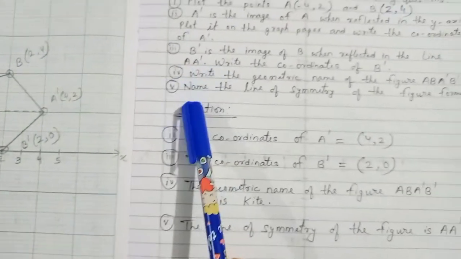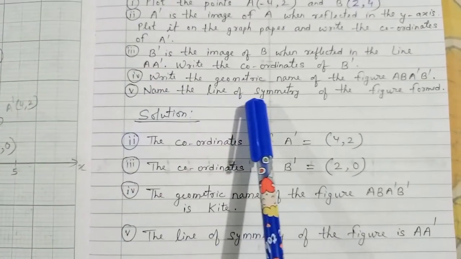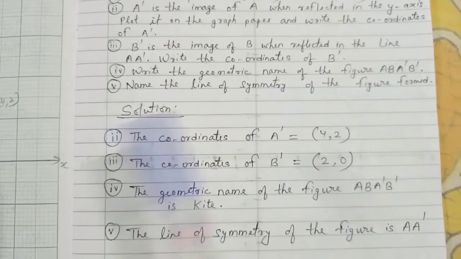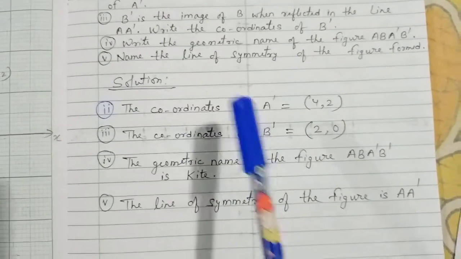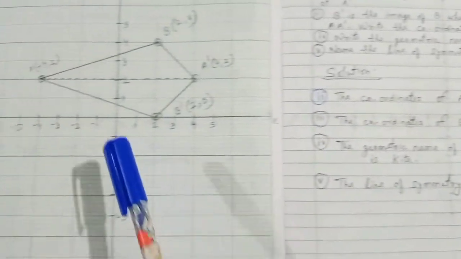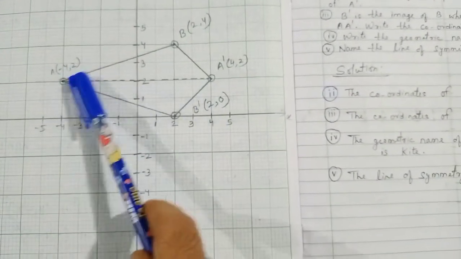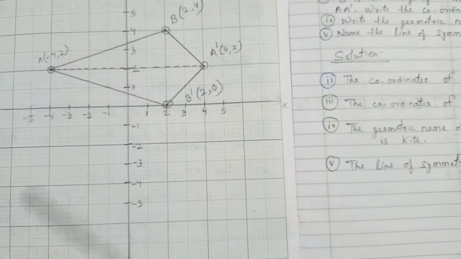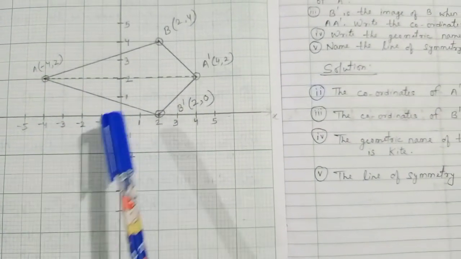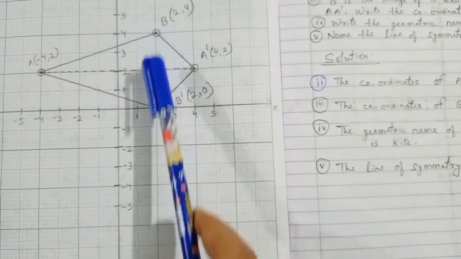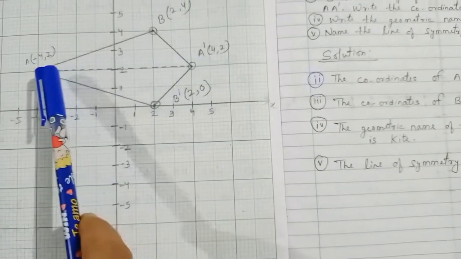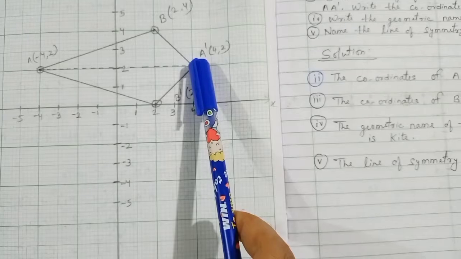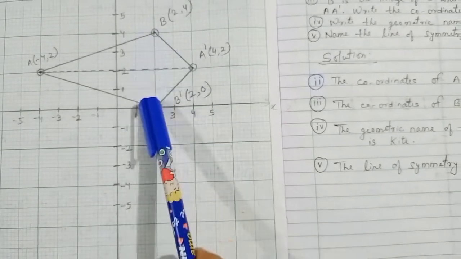So number 4 is over. Now number 5, name the line of symmetry of the figure formed. Line of symmetry means you have to write the name of the line of symmetry. A figure has been formed, its name is kite. So there is a line which divides this figure equally into two halves. So I can say A dash. This particular line divides this figure equally into two halves.